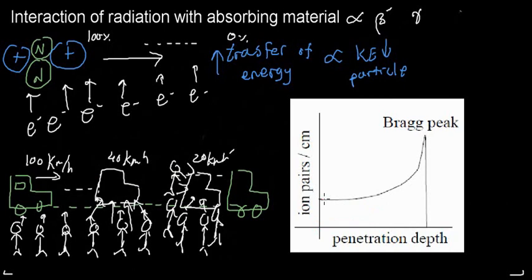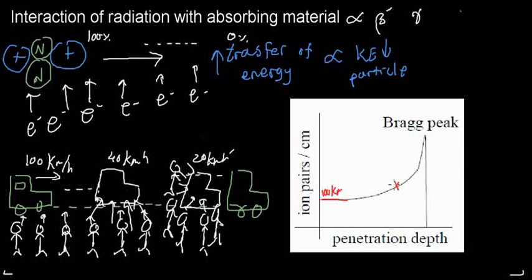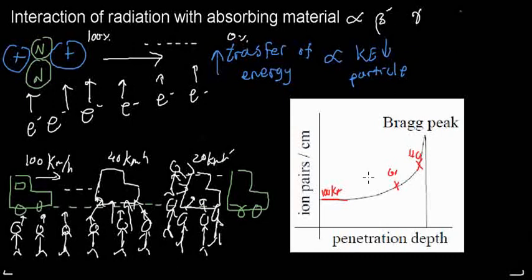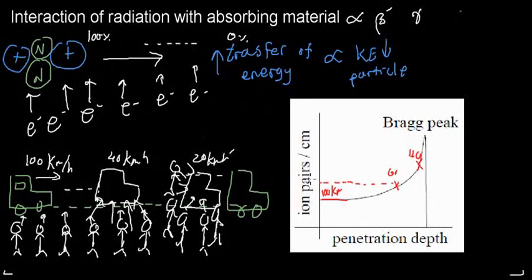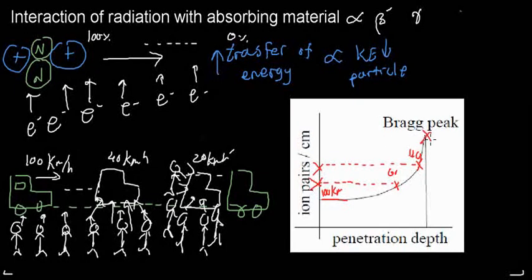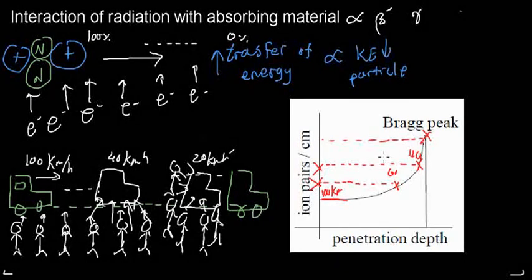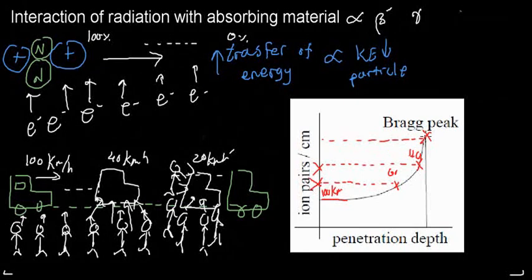So you can actually see that the further I go in the material, I have a certain energy. I'm having 100 kilometers an hour at this point. But when I get to 60 kilometers an hour or 40 kilometers an hour, I'm actually producing more interactions with my environment. I'm producing more ion pairs, or more people are able to jump on the train when it's going slower. And when the train is almost stopped, the maximum amount of people are going to be able to interact with it. And then after it stops, there's no more interaction.